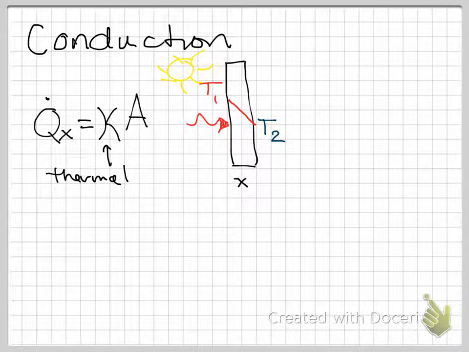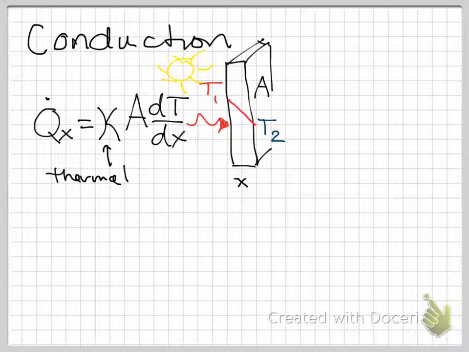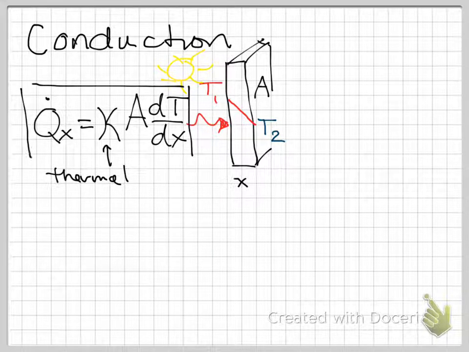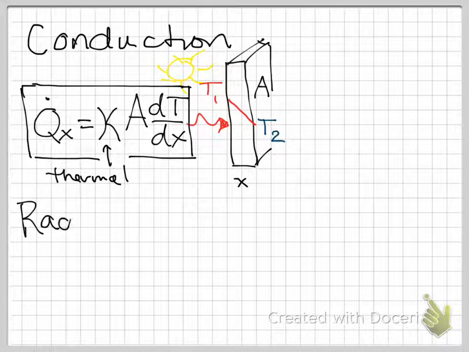Kappa times A, the area of this material, times the temperature gradient, dT dx. And so this is the equation that allows us to calculate the heat transfer rate and relate it to the change in temperature, the temperature gradient in this material. And so that's conduction. Our next form of heat transfer that we're going to consider is radiation.